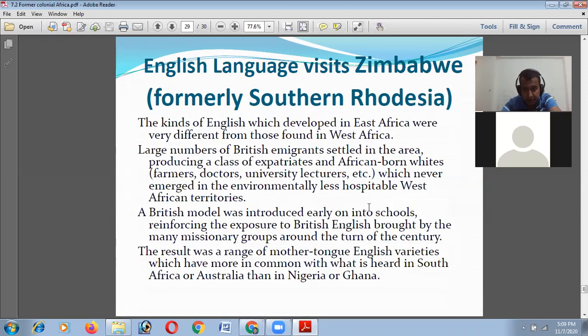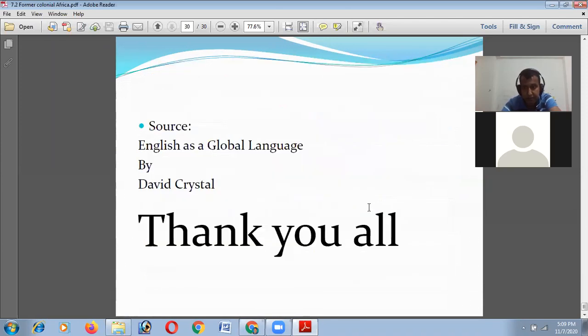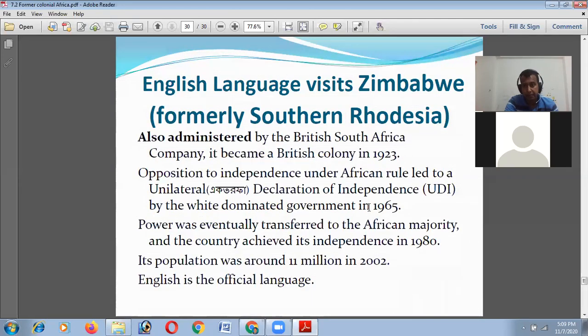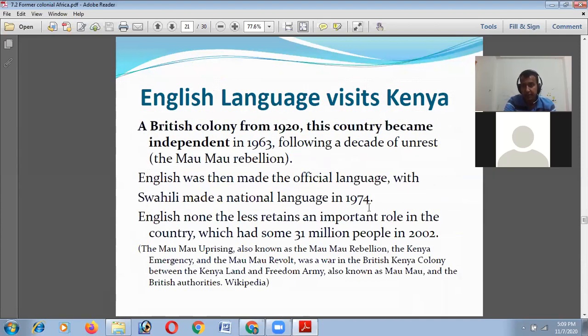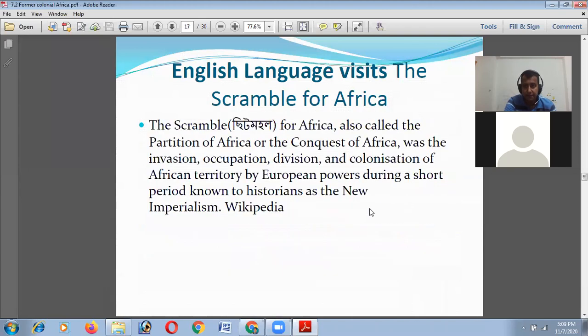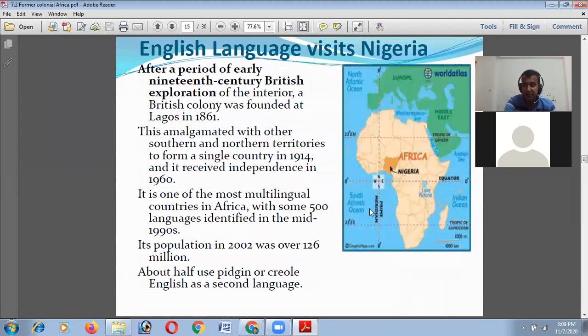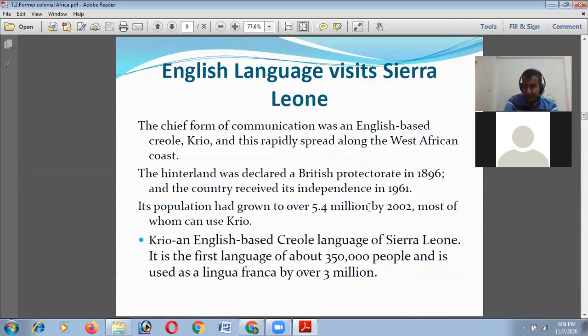We will not read more. So this is the scenario of the origin of the English language used in this area. So we see the countries Zimbabwe, Zambia, Uganda, Tanzania, Namibia, Malawi, Lesotho, Kenya, and Liberia, Cameroon, Nigeria, Gambia, Ghana, and Sierra Leone.